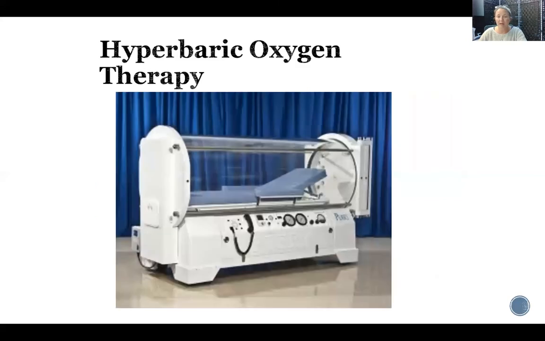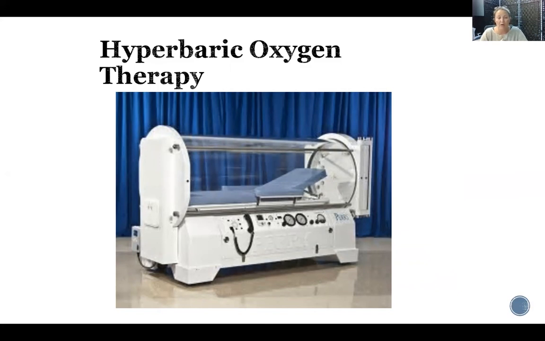And then lastly, hyperbaric oxygen therapy. And hopefully you'll see this at your wound care rotation. It increases the amount of oxygen dissolved in the plasma in the blood. So it increases oxygen at the tissue level to deliver more oxygen to those wound care areas to promote healing. Remember that it is highly flammable.